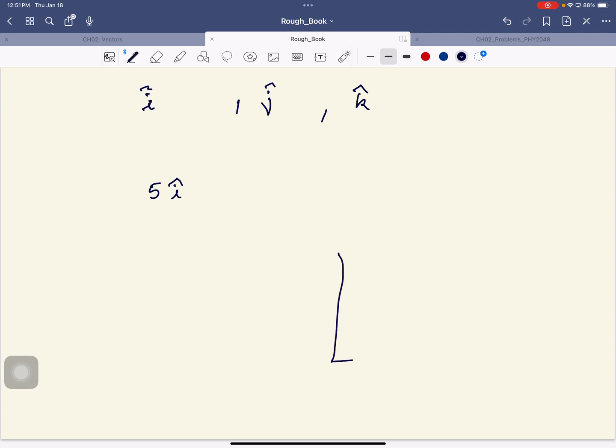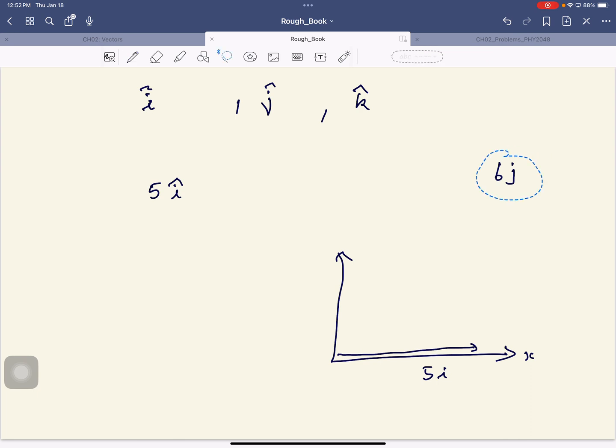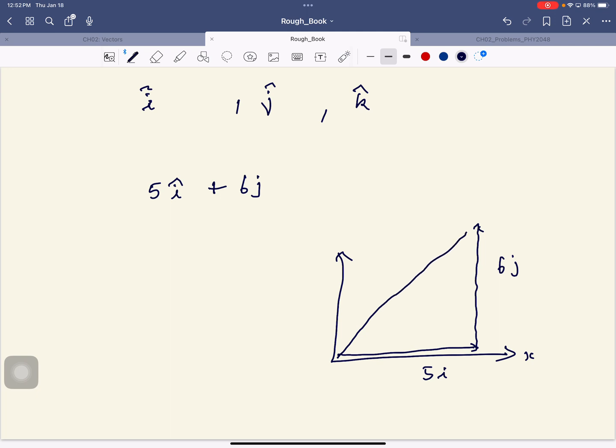Here's the x-axis, and 5i is this vector. How about 6j? Is that a scalar or a vector? Vector. Now we'll add the two. There is 6j. You know how to add vectors, so the sum is from the tail of this one to the head of that one. Let's give it a name, A.